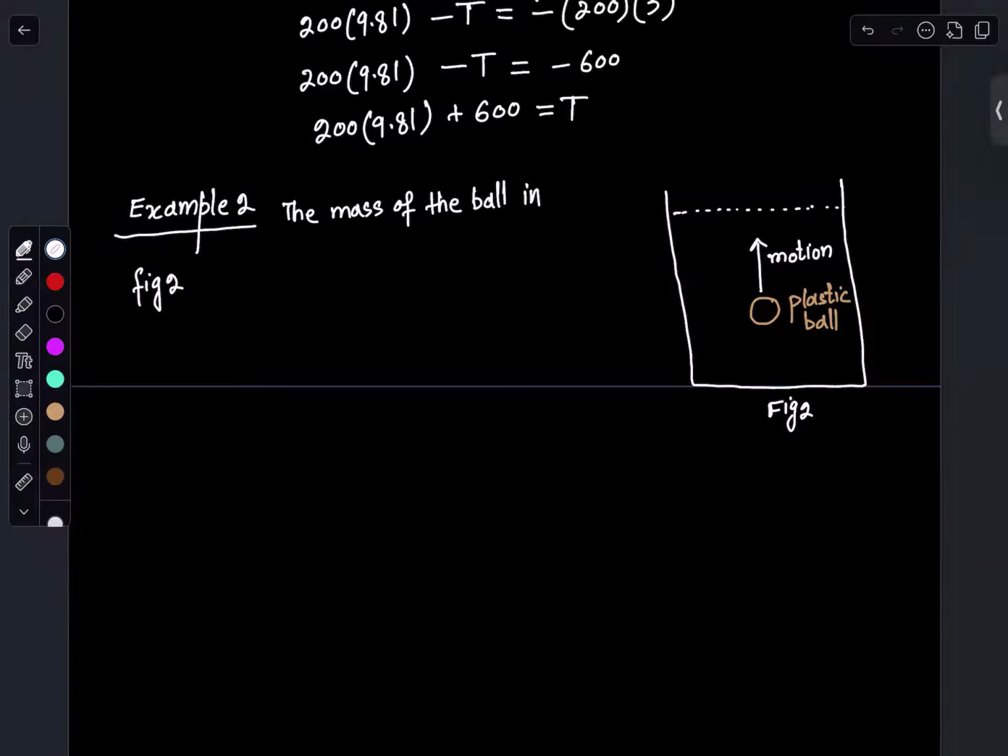Okay Musa, I think now we'll do it together. Musa, the first step will be we should represent the forces on the plastic ball. When you represent the forces on an individual object, that is called the free body of that object.